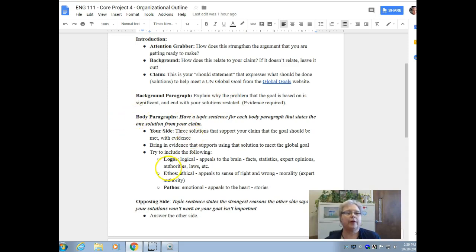Your body paragraphs, you would have one for each solution. Each one should have a topic sentence for each body paragraph that states the one solution from your claim, or one of the solutions from your claim.